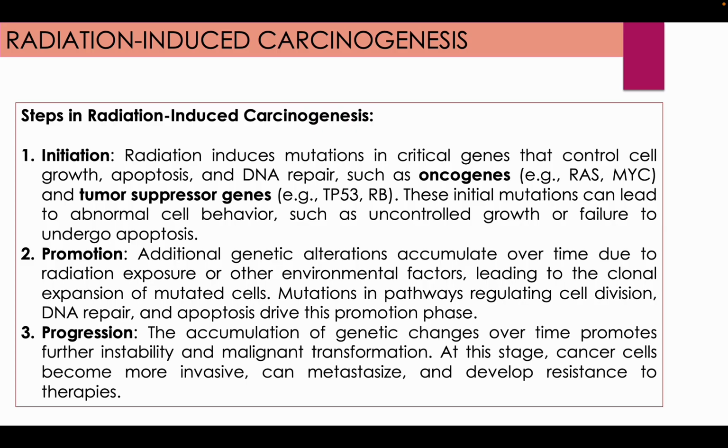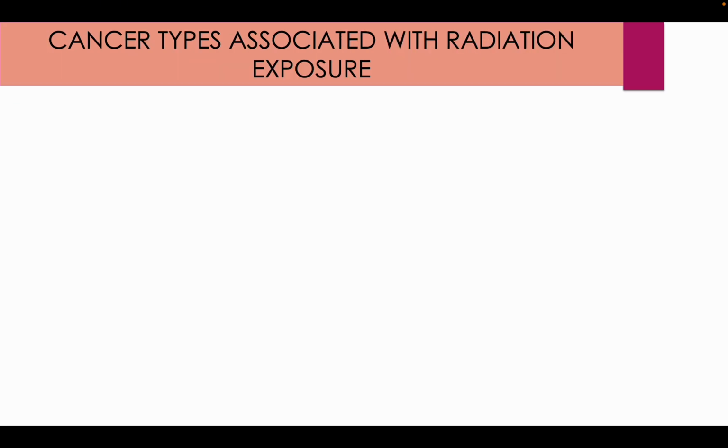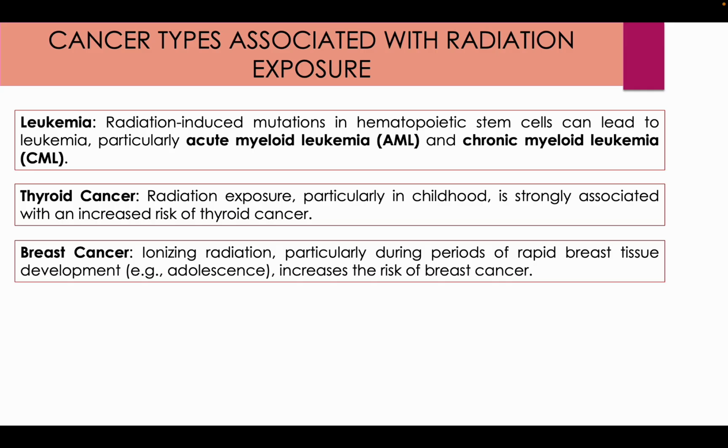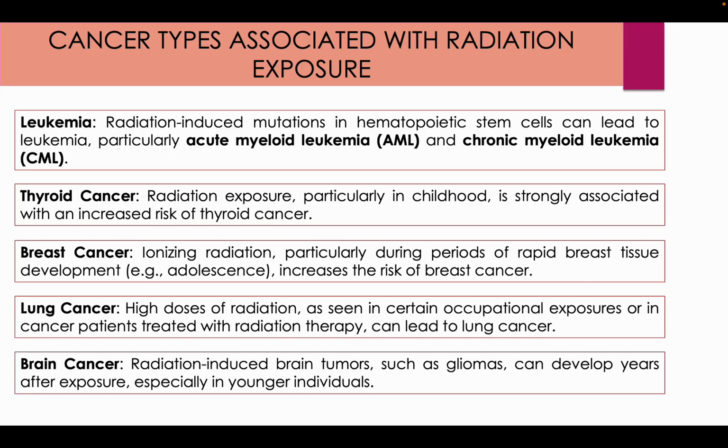Now, we are done with radiation-induced mutagenesis. Let's talk about radiation-induced carcinogenesis. We have 3 steps in radiation-induced carcinogenesis. Number 1 is initiation. Next is promotion. And the third is progression. So those are the steps in radiation-induced carcinogenesis. Now, what cancer types are associated with radiation exposure? We have leukemia, thyroid cancer, breast cancer, lung cancer, and also brain cancer. So those are the cancer types associated with radiation exposure.